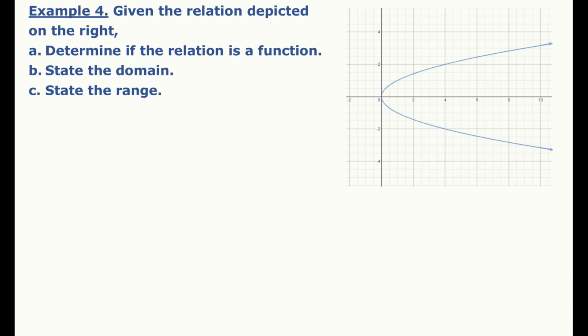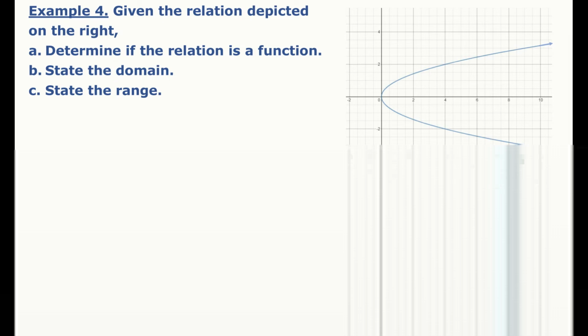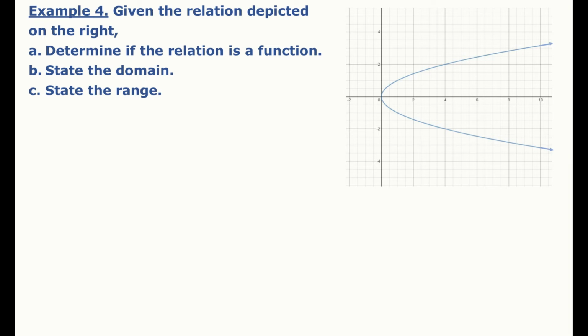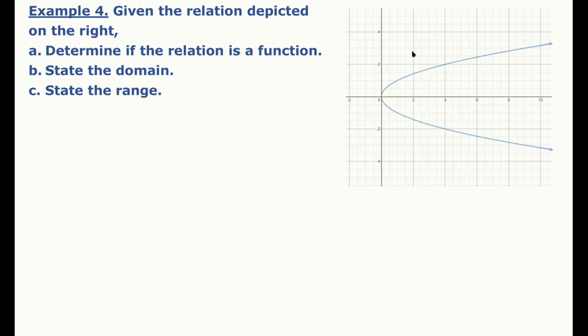All right, so here we're given a relation which is depicted here to the right, and we want to know if the relation is a function. Notice that the simplest way to do that is by using the vertical line test, and of course using the vertical line test would be easy here, because you can already see from the grid there are several vertical lines that cross this graph more than once. So this is definitely not a function, right?